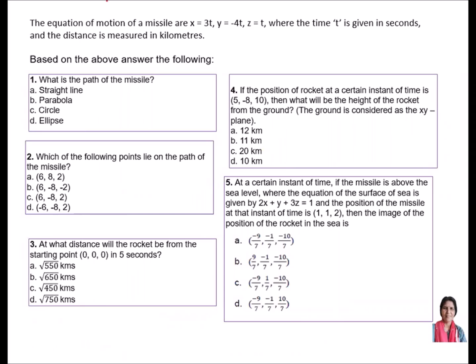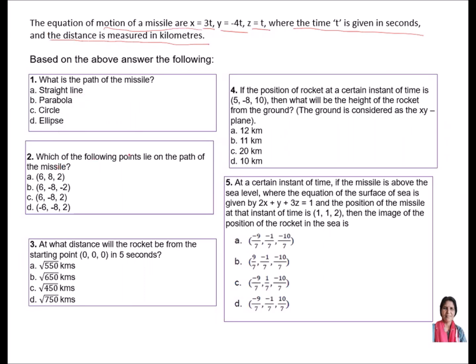Equations of motion of a missile are x is equal to 3 times t, y is equal to minus 4 times t, z is equal to t. But t is given in seconds and the distance is measured in kilometers. Based on the above, you have to answer the following. What is the path of the missile: straight line, parabola, circle, ellipse?